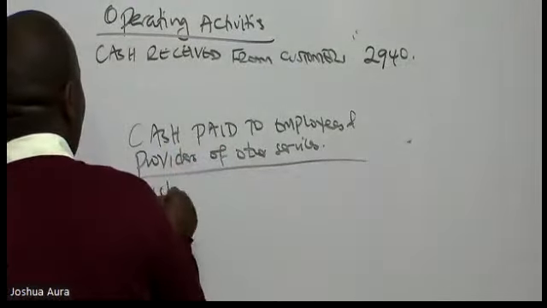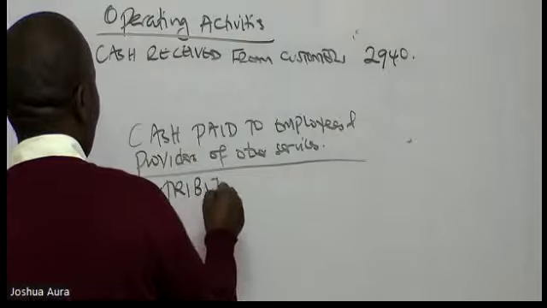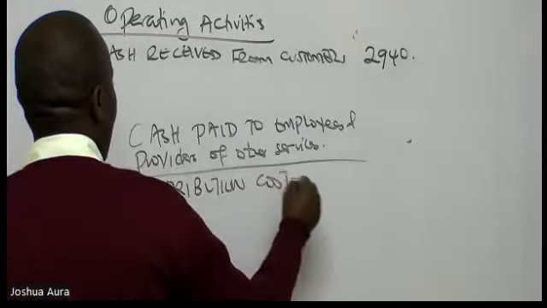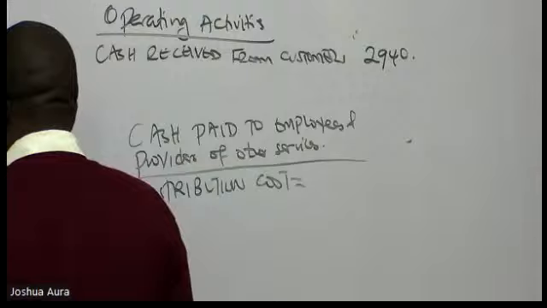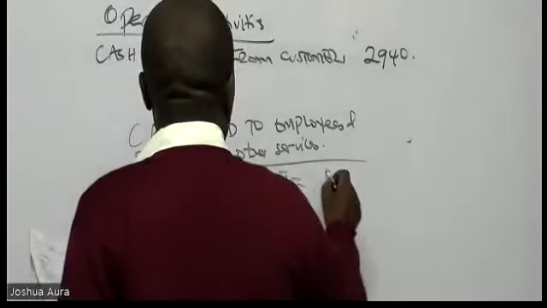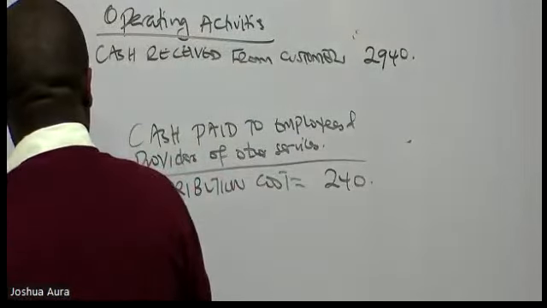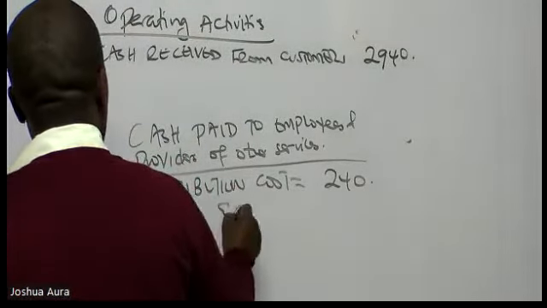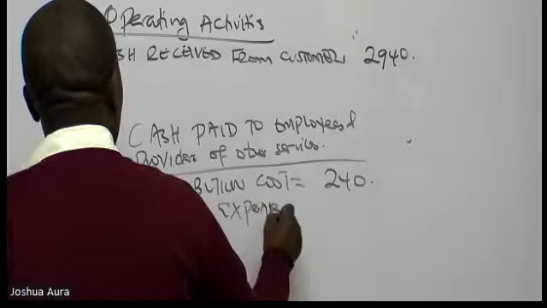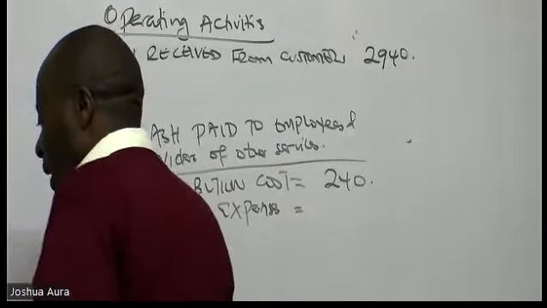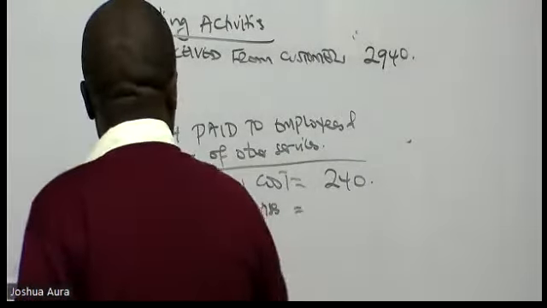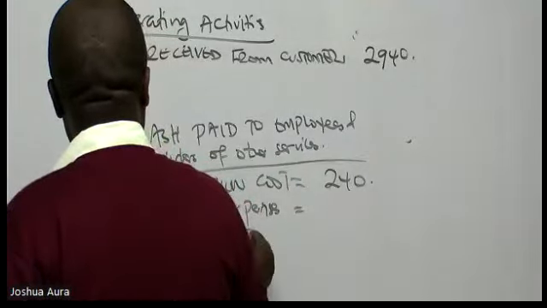Distribution cost of how much? 240. Then I have administrative expenses. So admin expenses of how much? Of 480. These admin expenses, you have to be very careful.